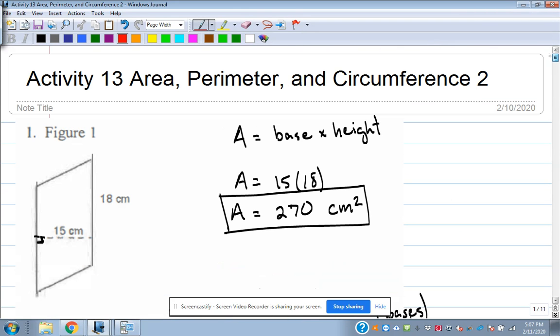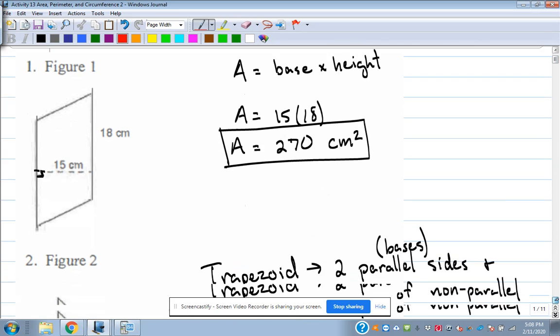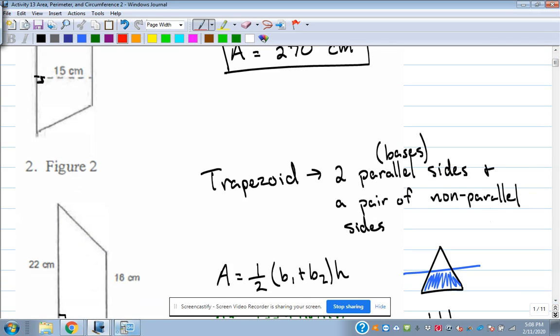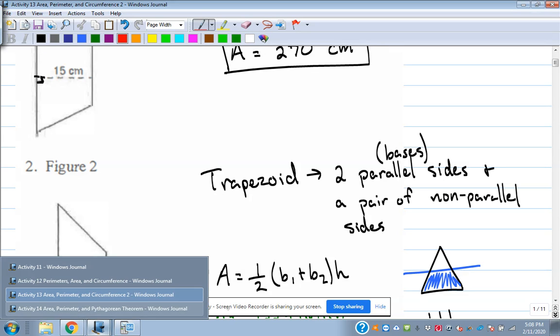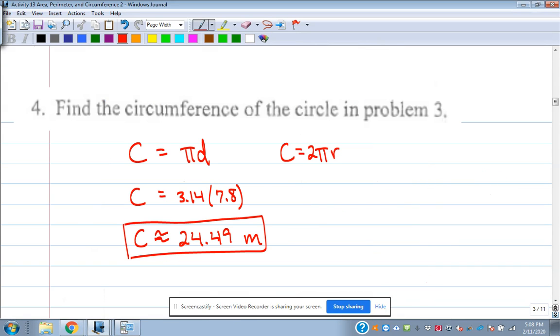Is the trapezoid in that? Was it part of number 1 or was it number 2? It was number 2. That's it. Easy enough. 8.